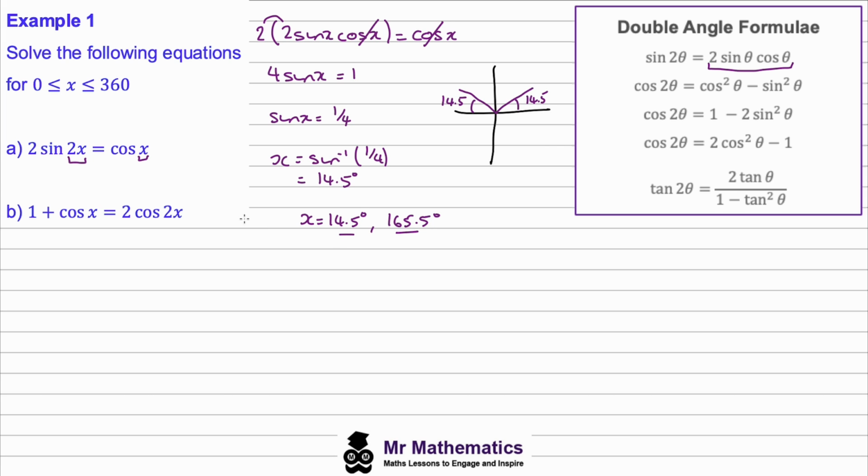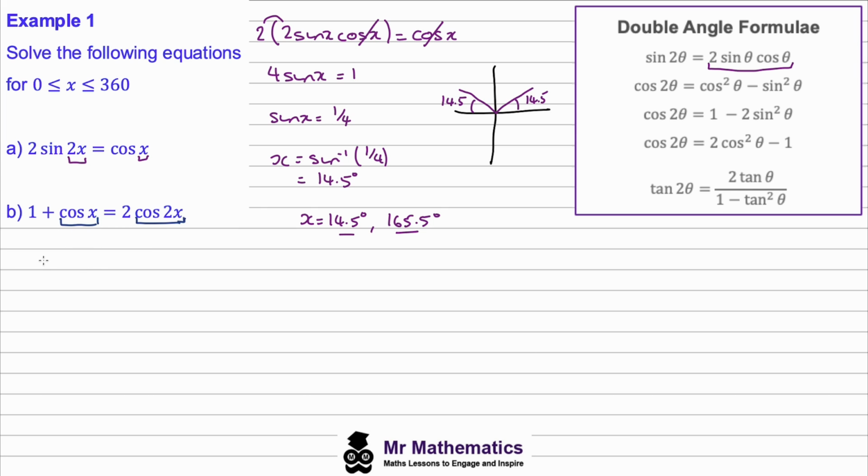So do you want to try question B? Think about this cos of 2x and this cos of x. Which double angle formula would you use? You can pause the video, and when you come back, we'll go through the solution. Okay, so welcome back if you had a go.